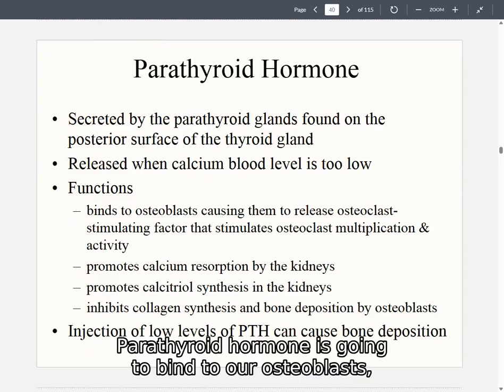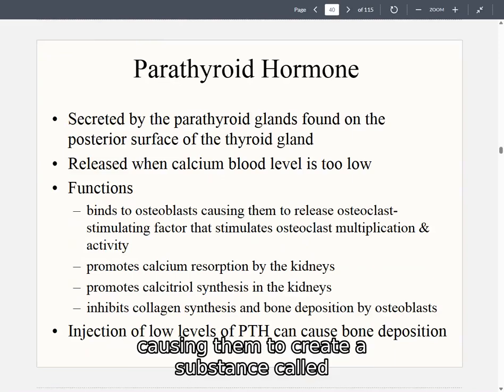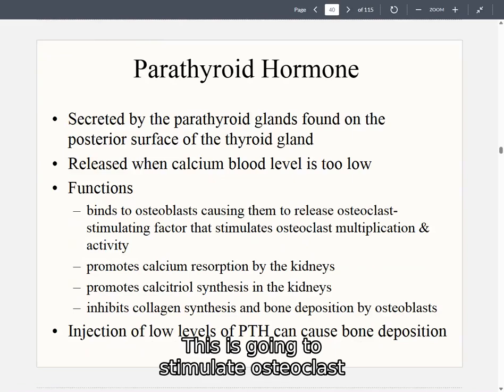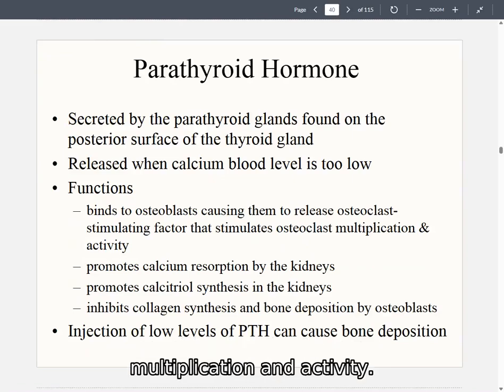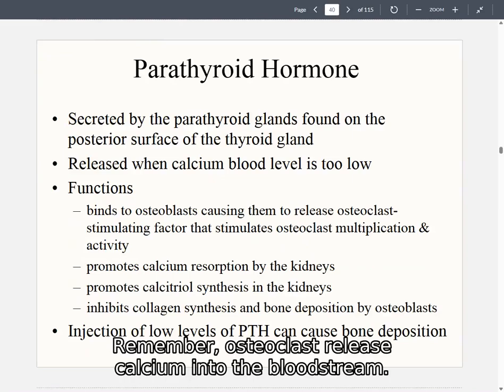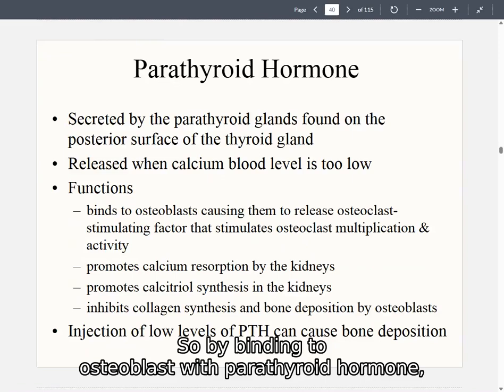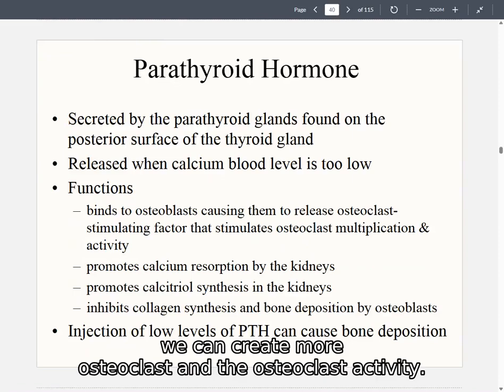Parathyroid hormone is going to bind to our osteoblasts, causing them to create a substance called osteoclast stimulating factor. This is going to stimulate osteoclast multiplication and activity. Remember, osteoclasts release calcium into the bloodstream. So by binding to osteoblasts with parathyroid hormone, we can create more osteoclasts and more osteoclast activity.